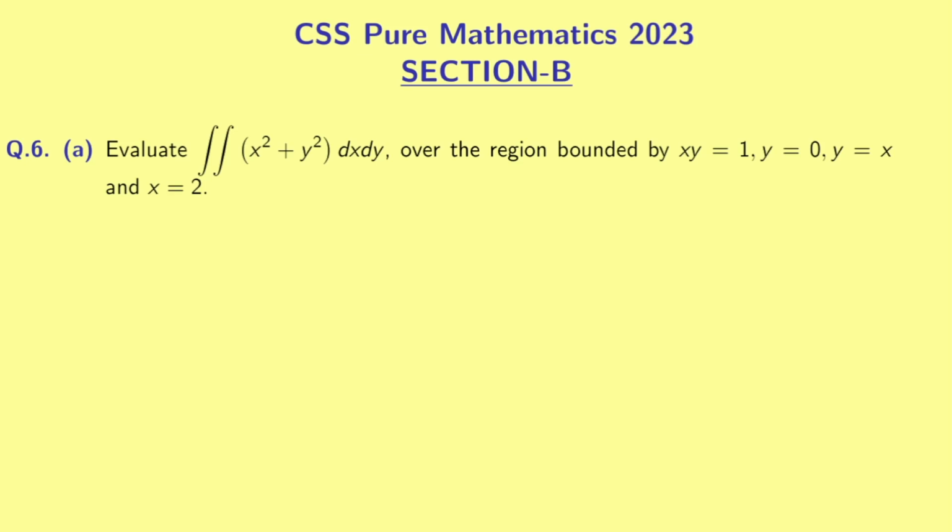So it asks us to evaluate the double integral of the function x squared plus y squared over the region bounded by the curves given by xy equals 1, y equals 0, y equals x, and x equals 2. So first, let's sketch the region.